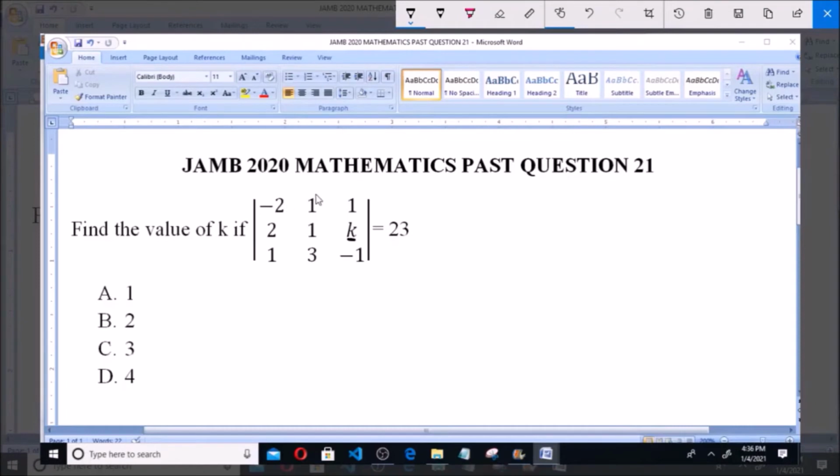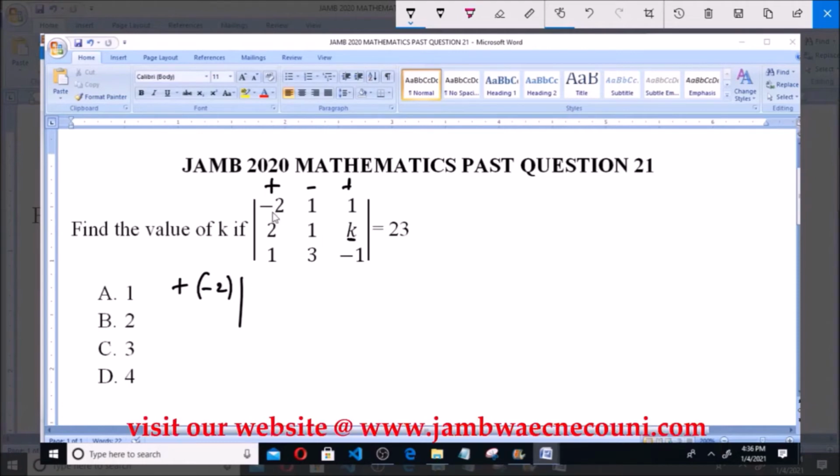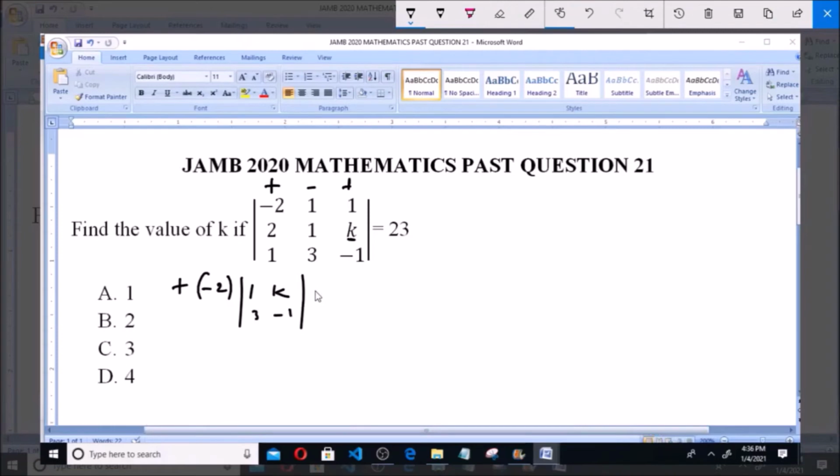Now expanding this matrix, we have plus, minus, plus. Now when we have plus, I'm going to pick this first entry, which is minus 2. We won't pick anything on the row and the column of minus 2. So what we're going to be picking now will be 1, k, 3, minus 1. And the next is minus 1, and we're picking 2, k, 1, minus 1. Then the next is plus 1, and we're picking 2, 1, 1, 3, and everything equals 23.